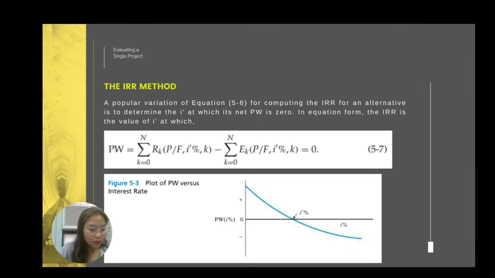And okay, so this is a popular variation of katong equation 5-6, katong summation na atong gipakita sa previous slide, for computing the IRR for an alternative to determine the I prime at which its net PW, present worth, is 0. In equation form, the IRR is the value of I prime at which, so kana siya na formula.